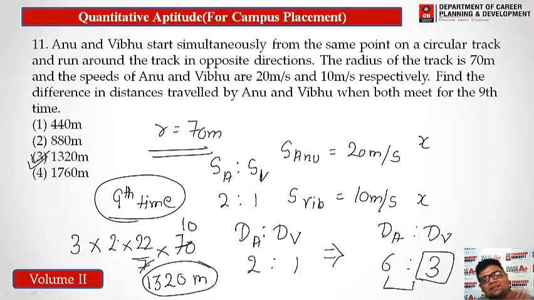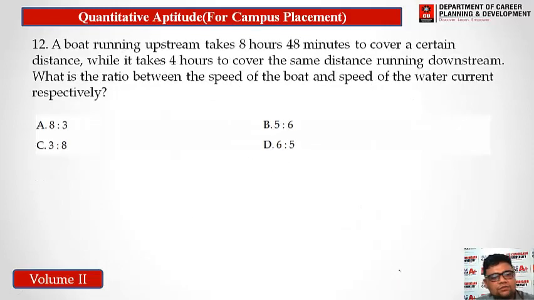Rather than finding the total distance, we can find it in this way also. We find the distance ratio, then we find the ratio of the tracks that will be covered by Anu and Vibhu, and the difference of the track is 3, and multiply that 3 by the circumference of the circle. You will get your answer directly, that is 1320 meter, right? Now let us move to the next question.